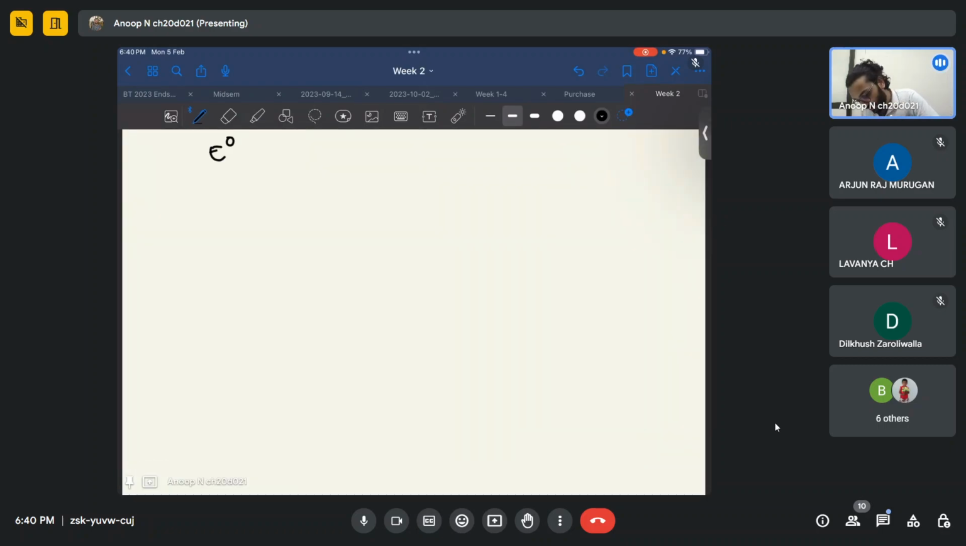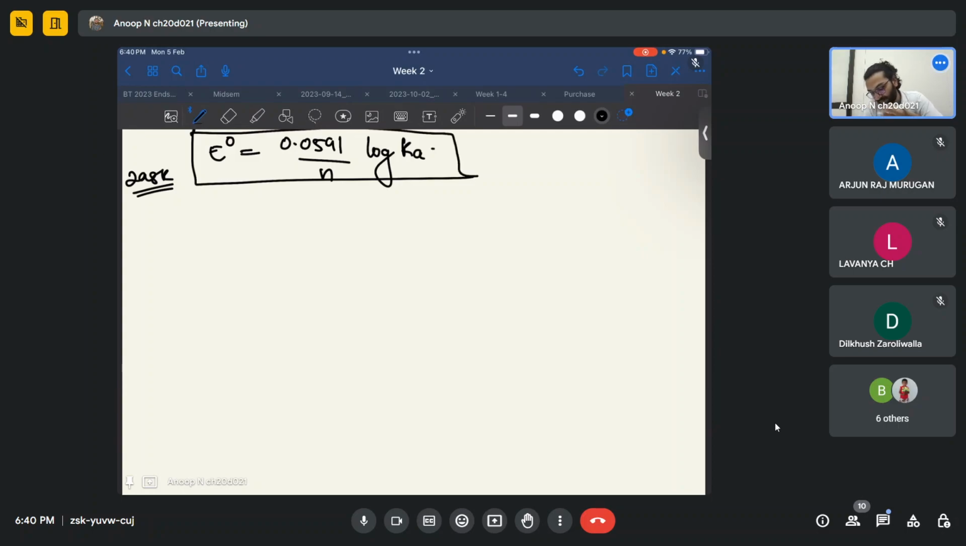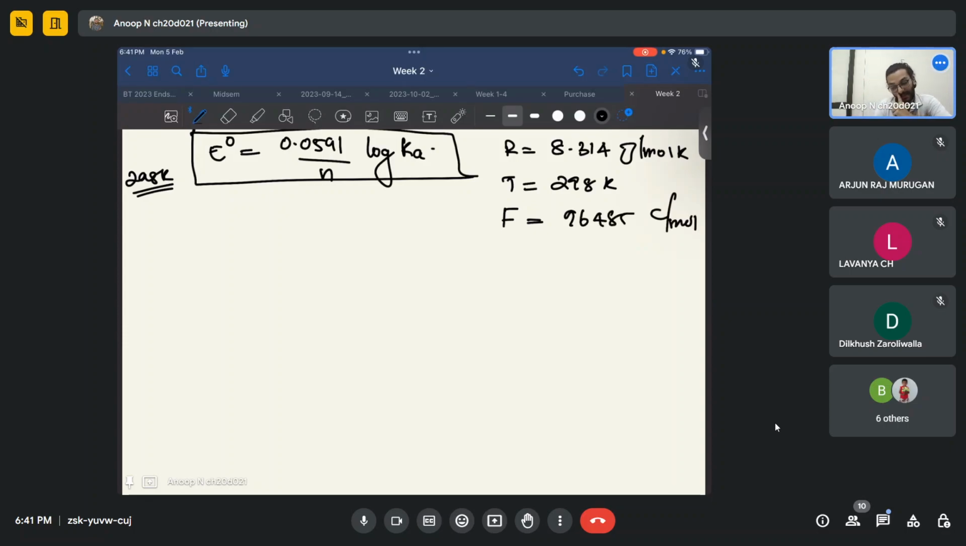So E0 at standard state, at 298 Kelvin, you can write E0 is equal to 0.0591 by n log Ka. So this is the simplified one. At standard state, what's the value of R? 8.314 joules per mole Kelvin. T is equal to 298 Kelvin. And F is equal to 96485 coulomb per mole. We will substitute these values and we will get the simplified form.